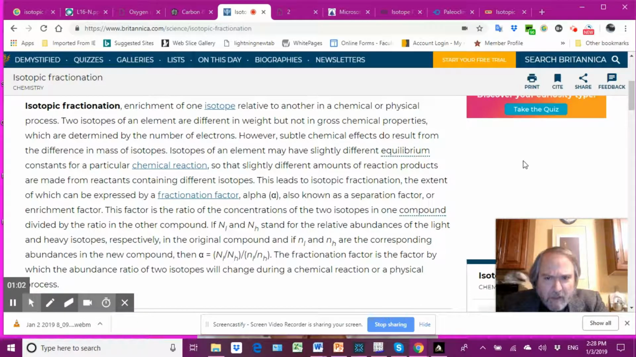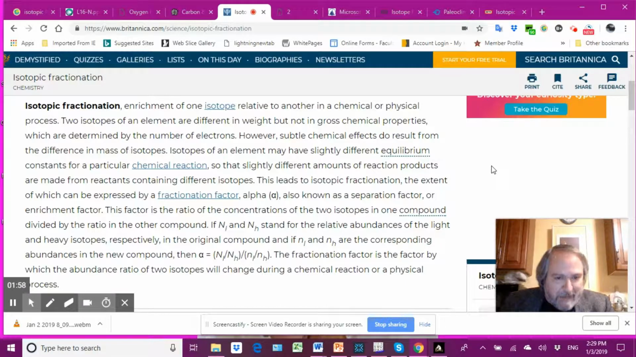So, just a general setup here as to what isotopic fractionation is all about. Basically, it's the enrichment of one isotope relative to another in a chemical or physical process. Two isotopes of an element are different in weight, but not in gross chemical properties, which are determined by the electrons, and by the number of electrons, typically how many are in the outer valence state. However, subtle chemical effects do result from the difference in mass of isotopes. Isotopes of an element may have slightly different equilibrium constants for a particular chemical reaction, so that slightly different amounts of reaction products are made from reactants containing different isotopes.